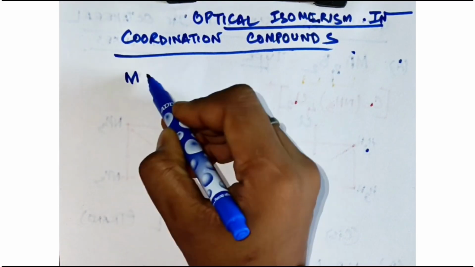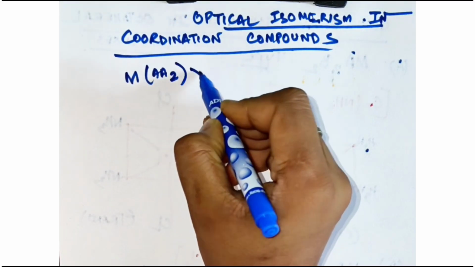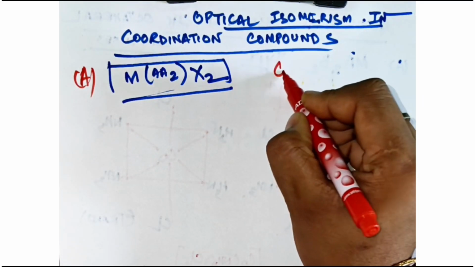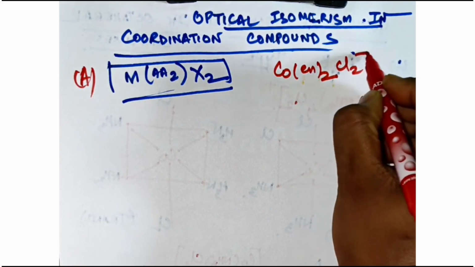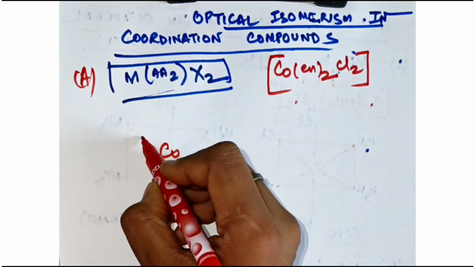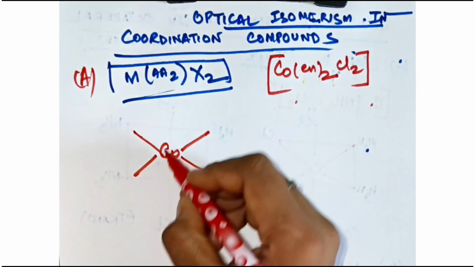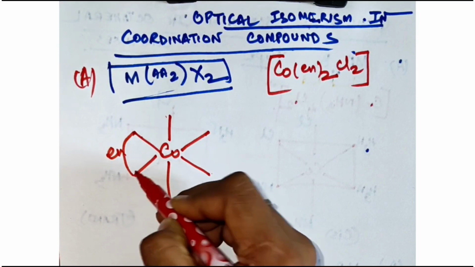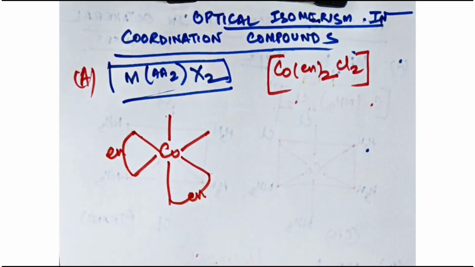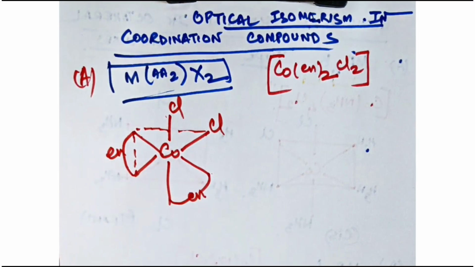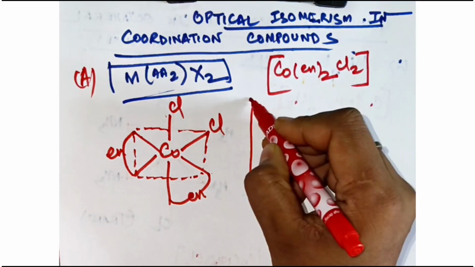So the first example we will take is the M(AA)2X2 type. If you find this kind of molecule, the example is like this. This is an octahedral complex. Now see, if we draw like this, en, and this is chlorine, this is chlorine. Now what we can draw is a mirror image of this one.